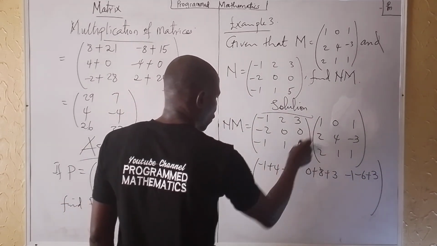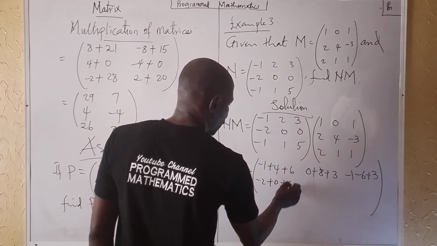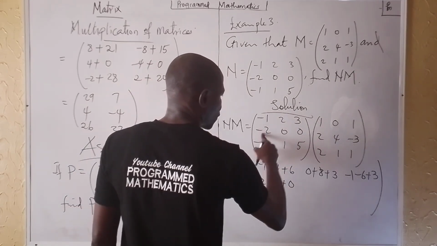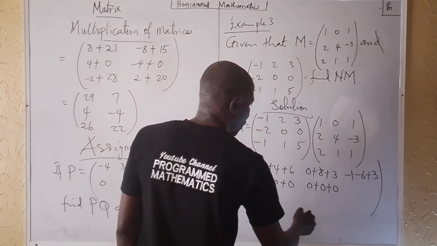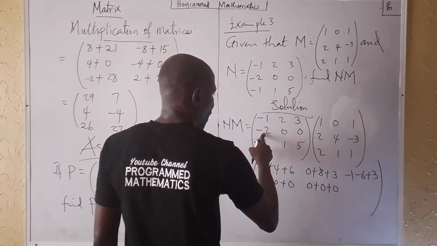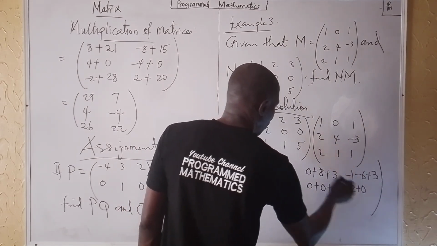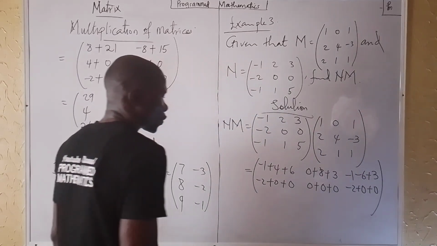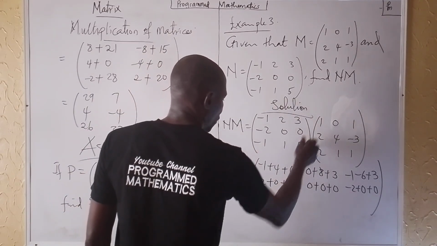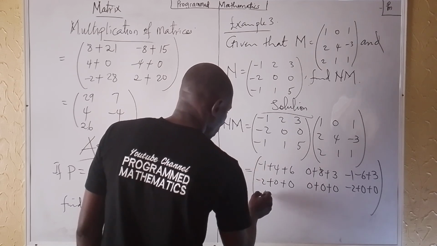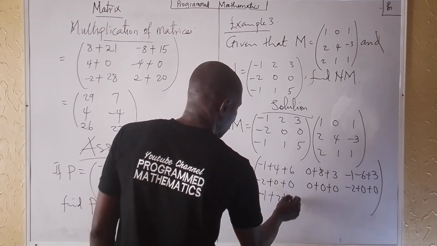Second row now: minus 2 times 1 is minus 2, 0 times 2 plus 0, this is 0 also. Second row, second column: minus 2 times 0 is 0, plus 0 times 4 is 0, plus 0 times 1 is 0. Then second row, third column: minus 2 times 1 is minus 2, 0 times minus 3 is 0, 0 times 1 is plus 0. So now the third row will come into play. Third row, first column: minus 1 times 1 is minus 1, 1 times 2 is plus 2, 5 times 2 is plus 10.